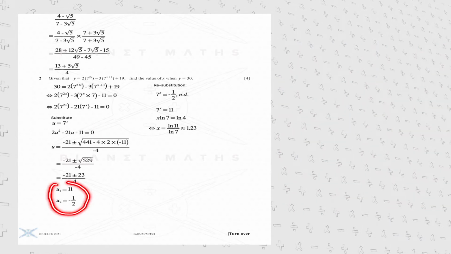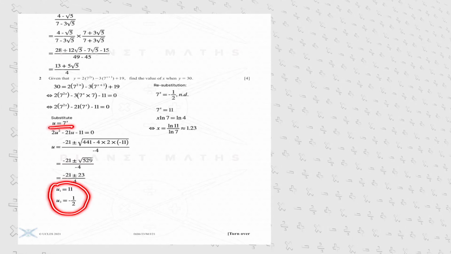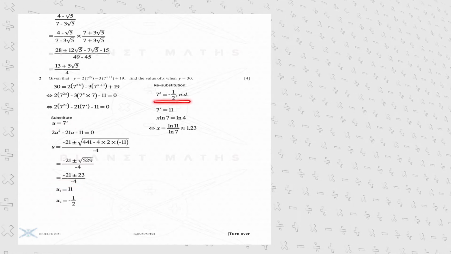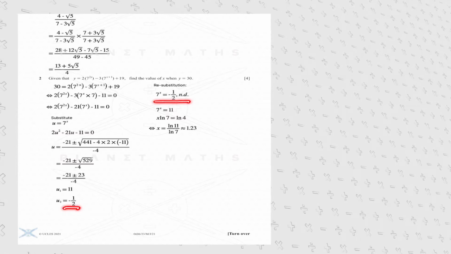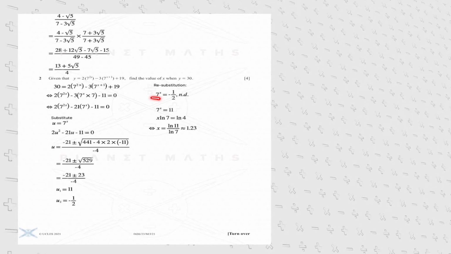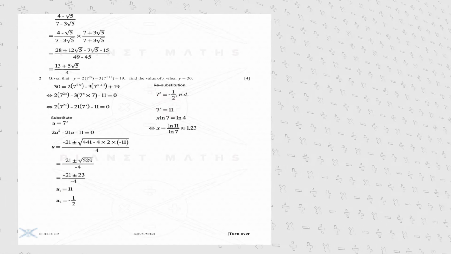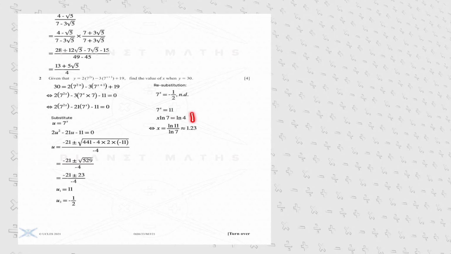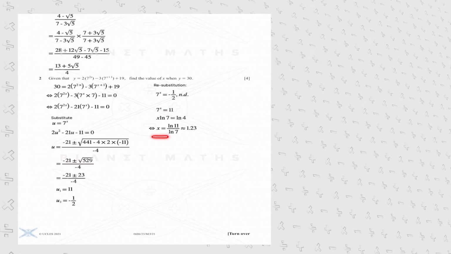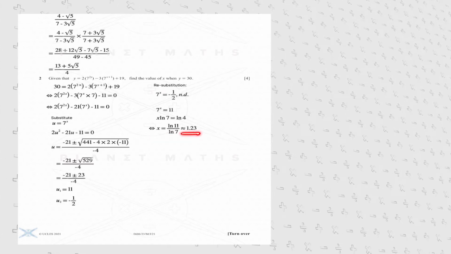and 11. Now in order to determine the value for x we need to re-substitute u for 7 to the power of x. 7 to the power of x equals negative 1/2 is not defined, since a positive number to the power of any exponent cannot provide a negative result. Now we equate 7 to the power of x to 11, and after applying the natural logarithm on both sides of the equation and rearranging our equation for x, we receive the approximate solution of 1.23 for x.